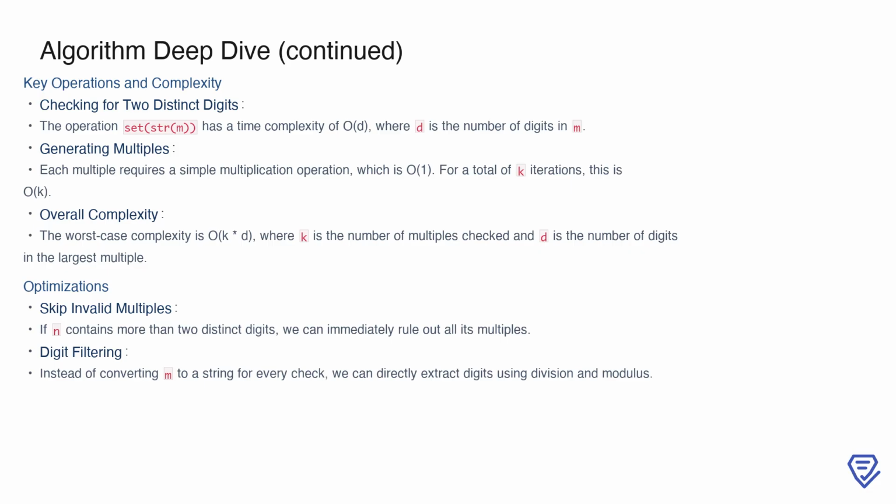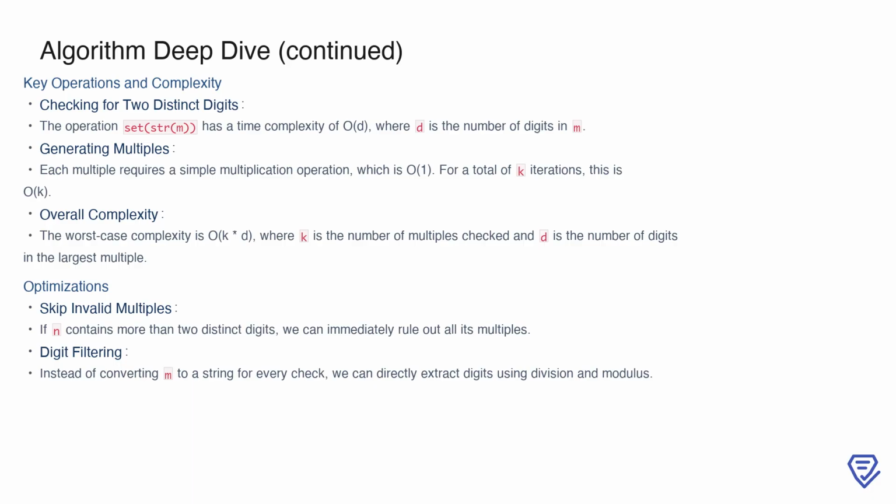Looking at the key operations and their complexities, the process of identifying two distinct digits using set(m) has a time complexity of O(d), where d is the number of digits in m. Generating each multiple requires a single multiplication, which is constant time, O(1). If we perform this operation k times, the total time for generating multiples becomes O(k). Combining these, the overall worst-case complexity is O(k*d), where k is the number of multiples checked, and d is the number of digits in the largest multiple.